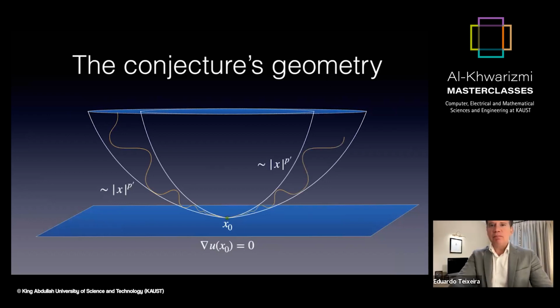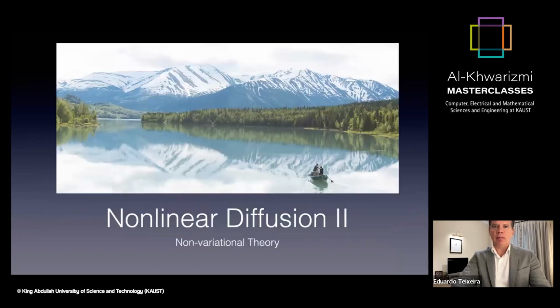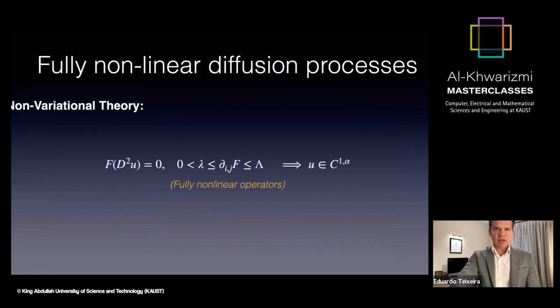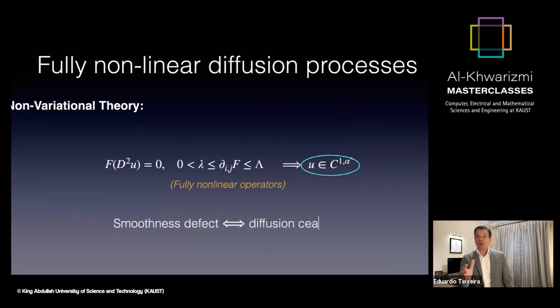Okay, so let me just mention very briefly the other kind of problem, which is the non-variational theory. It's the theory of fully nonlinear diffusion processes. So this is a non-variational theory that has to do with fully nonlinear operators. And again, you see a loss of regularity. Solutions are just C^{1,alpha}. It's a completely different theory, but nonetheless, it bears a diffusion process in it.